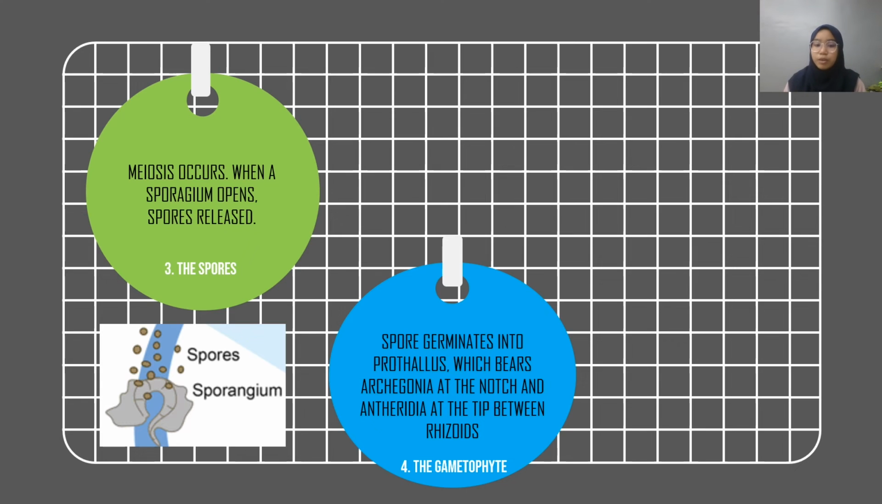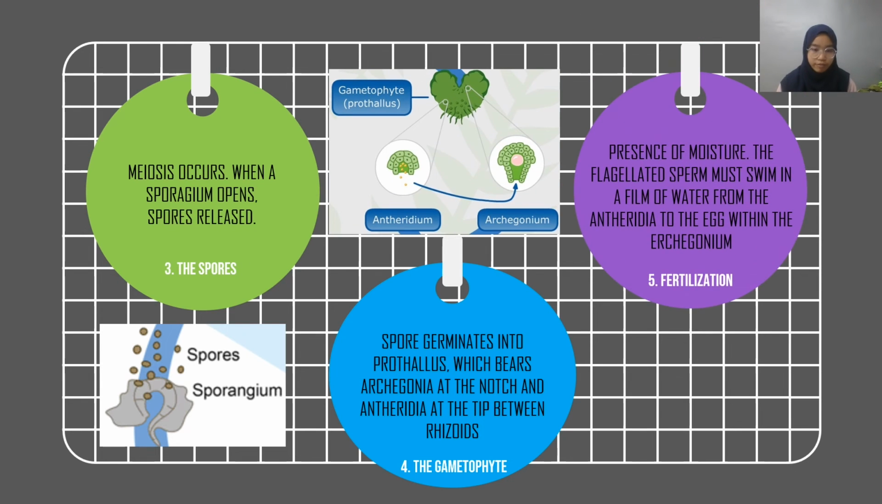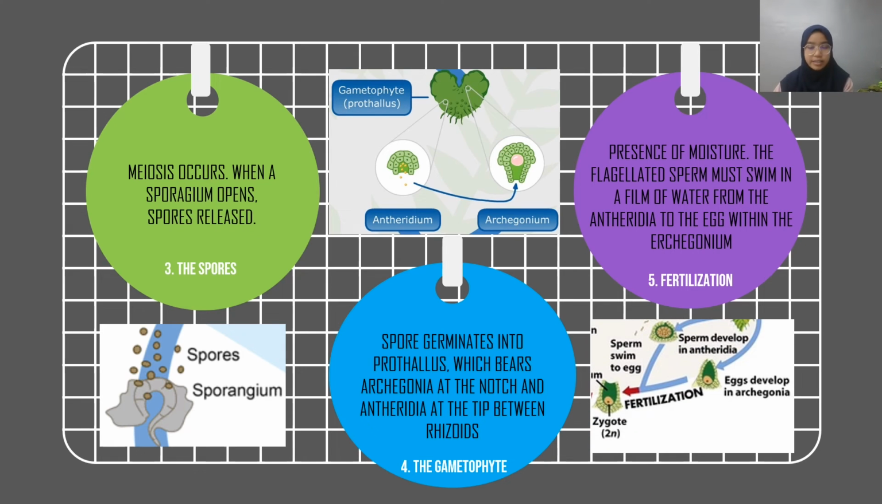The fourth process is what we call gametophyte. Gametophyte is when the spore germinates into a prothallus. As you can see in the diagram, the prothallus bears the archegonia at the notch and antheridia at the tip between rhizoids.